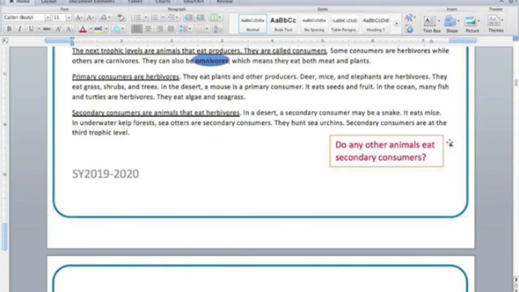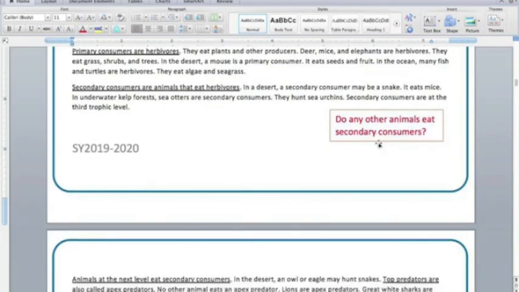I had a question here that I wrote down, something I was curious about that the text has not answered yet. Do any other animals eat secondary consumers? I was very curious to know that. We're going to see if we keep reading, if we can answer that question.